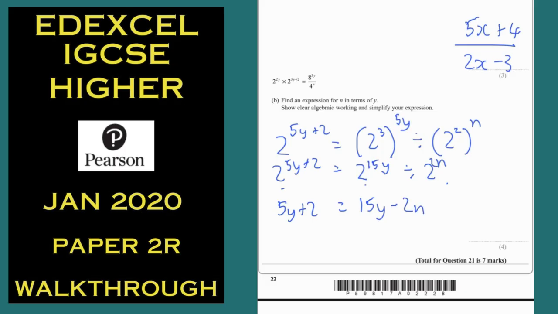Having a good day, folks. And it says find an expression for n in terms of y. They want n equals. So I'm going to add 2n to both sides. I'm going to subtract 5y from both sides and subtract 2 before finally halving everything. 5y minus 1. Job done.